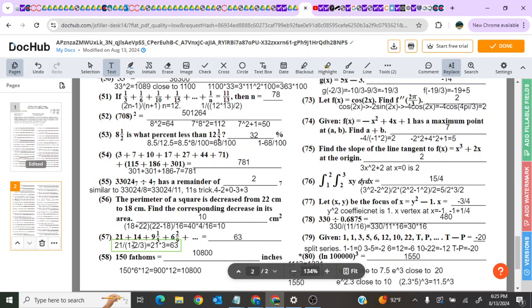58, 150 fathoms is how many inches? Fathoms to feet, multiply by 6, 900. Feet to inches, multiply by 12. 9 times 12 is 108, add 2 zeros.